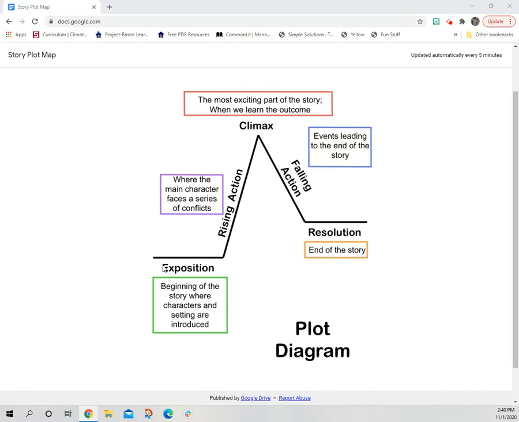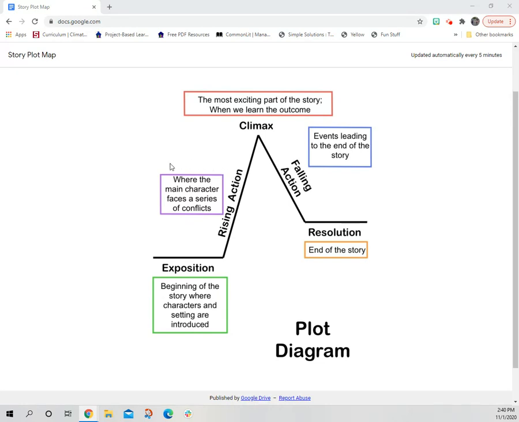So, for example, if we take the story of Jack and the Beanstalk, in the exposition of the story, or the beginning of the story, we learn that we have Jack, we learn we have a cow, we learn that he has a mom, we learn about the giant. So after we're introduced to all the characters and where they're at, in the case of Jack, he's in a farm, we start reading about the rising action.